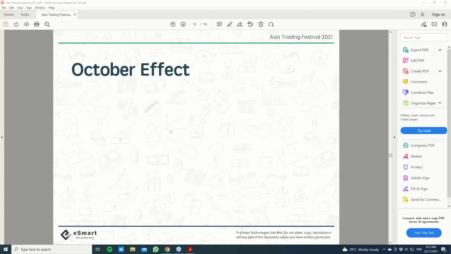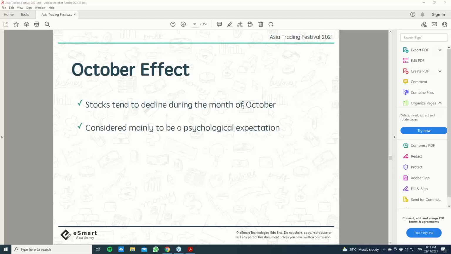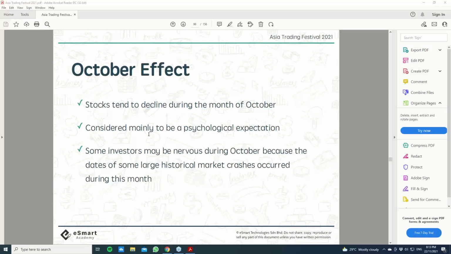Okay, so October also has a certain effect, where stocks tend to decline during the month of October. Of course, it's not going to happen every year, every October. But let's say based on the past 10 years, there's a good 7 times this happened, and therefore you have this historical pattern. The idea again is that multiple factors can contribute to it, but over here, basically it can be a psychological expectation.